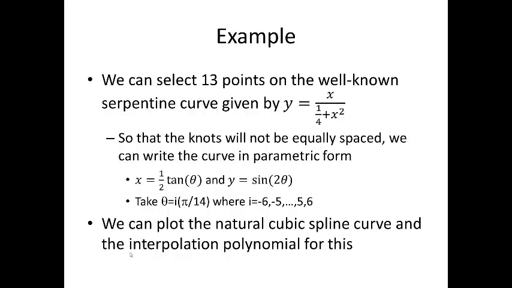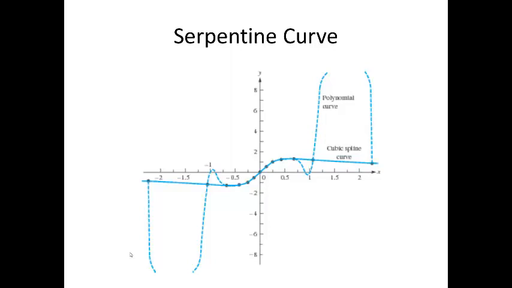Now we can see this in action when we select 13 points on the well-known serpentine curve given by y equals x divided by 1/4 plus x squared. So the knots won't be equally spaced. We can write the curve in parametric form where x is equal to 1/2 tangent theta and y is equal to sine 2 theta. We take theta equal to i times pi divided by 14, where i runs from -6 to +6. We can then plot the natural cubic spline and interpolation polynomial for this.